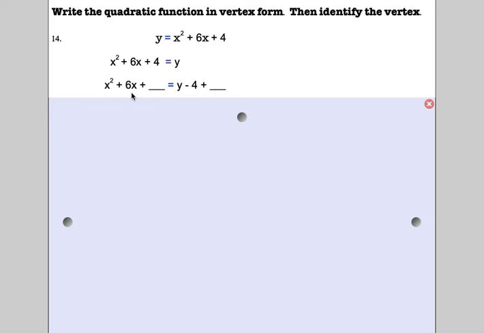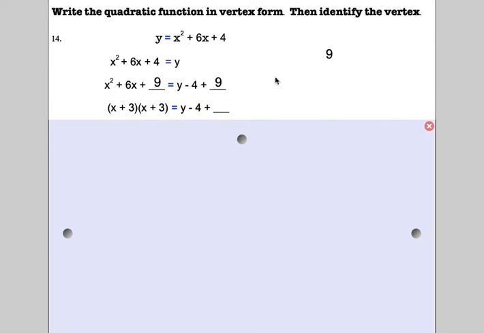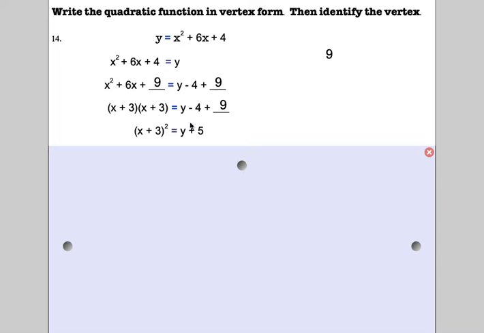Half of 6 is 3. 3 squared is 9. So I'm going to enter in a 9 on both sides. So 9 and 9. Okay, I factor the left. Factors of 9 that give me 6 are 3 and 3. Not forgetting to add my 9 to the right. I can combine like terms now. I get x plus 3 squared equals y plus 5 because -4 plus 9 equals a positive 5.